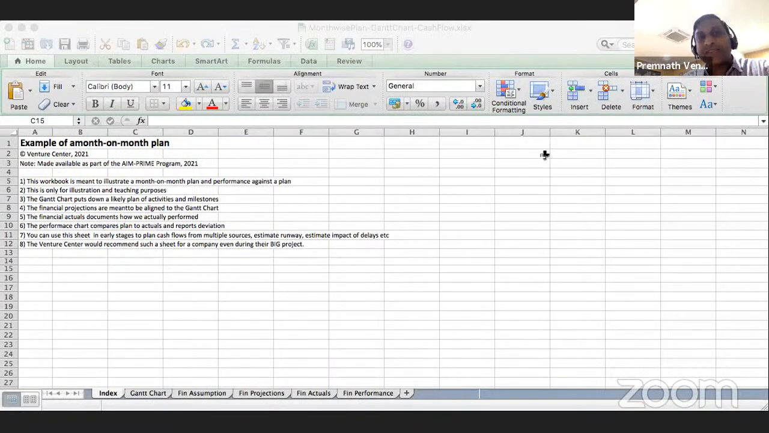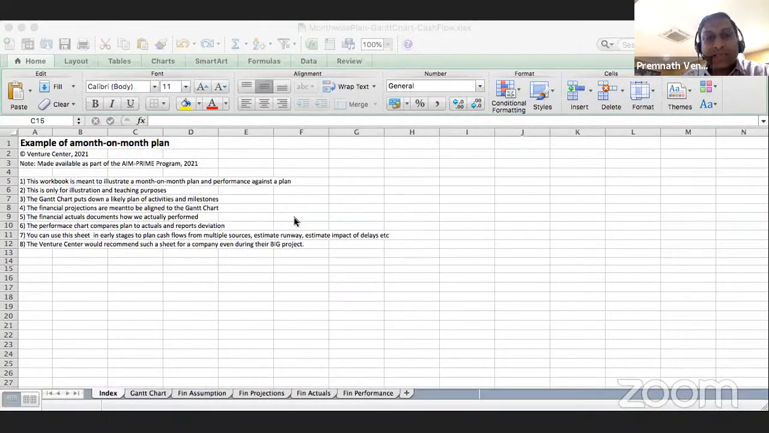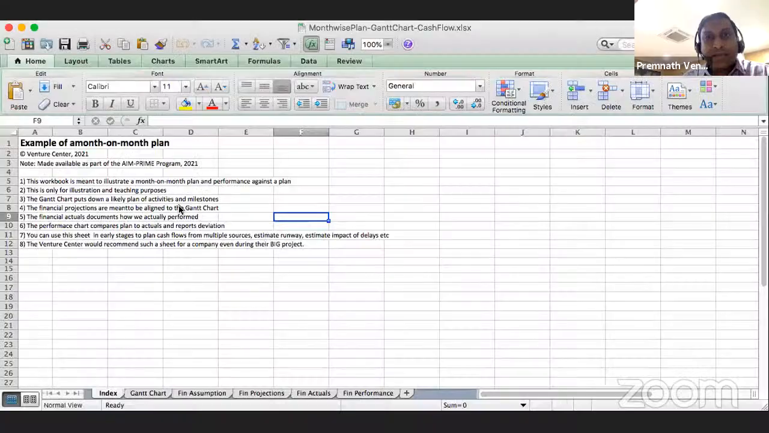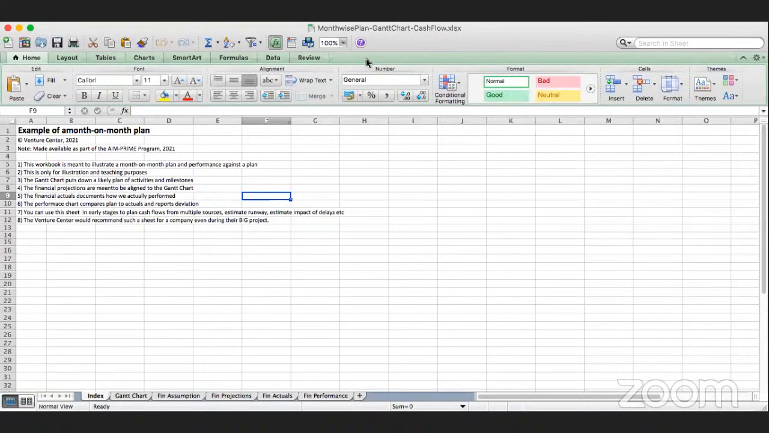Okay, that's one sheet. The other sheet is this. This, by the way, is courtesy one of our startups. I thank them for it. Sorry, no, not this. I don't know why this is showing the wrong one. Mukta, can you see a different sheet now? It's the month-on-month plan. Yes.